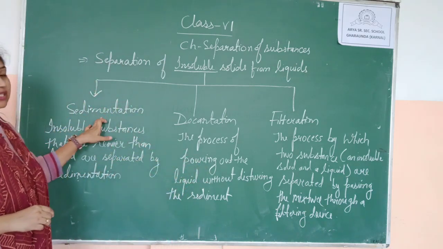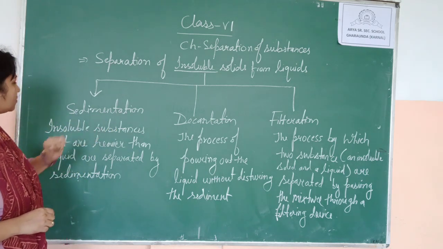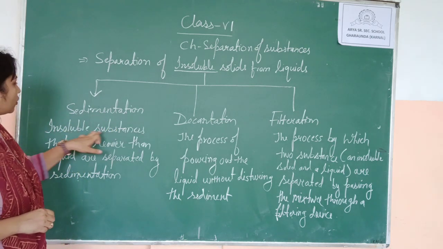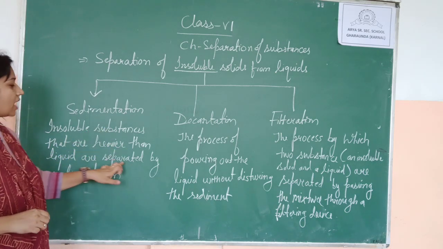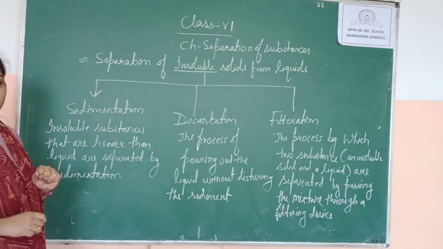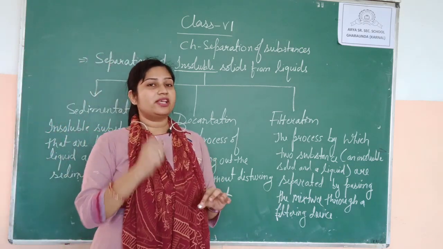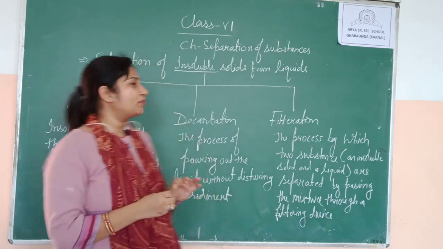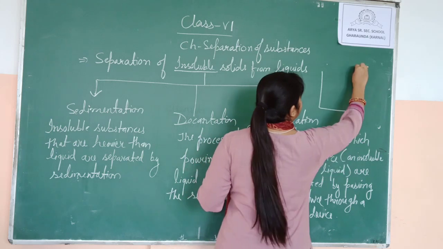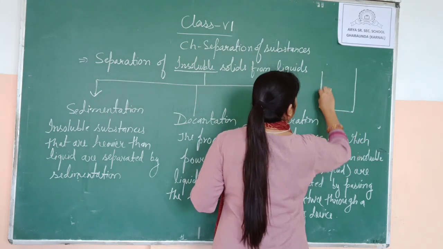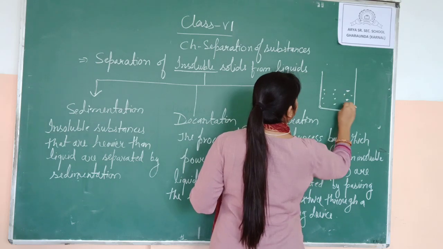The first method is sedimentation. Now what is sedimentation? Sedimentation is when insoluble substances that are heavier than the liquid are separated. I will explain this by giving you one example. For example, there is one beaker. Suppose in this beaker first we take water.